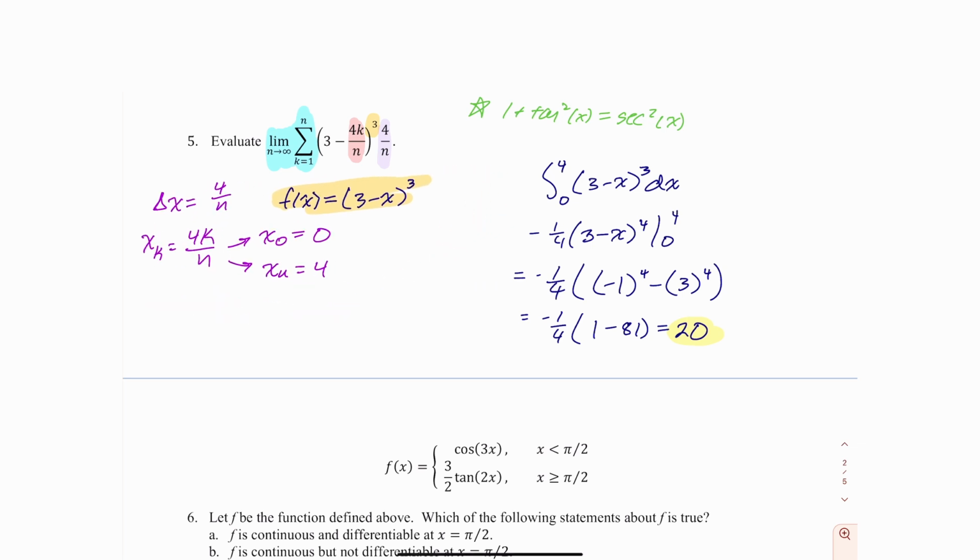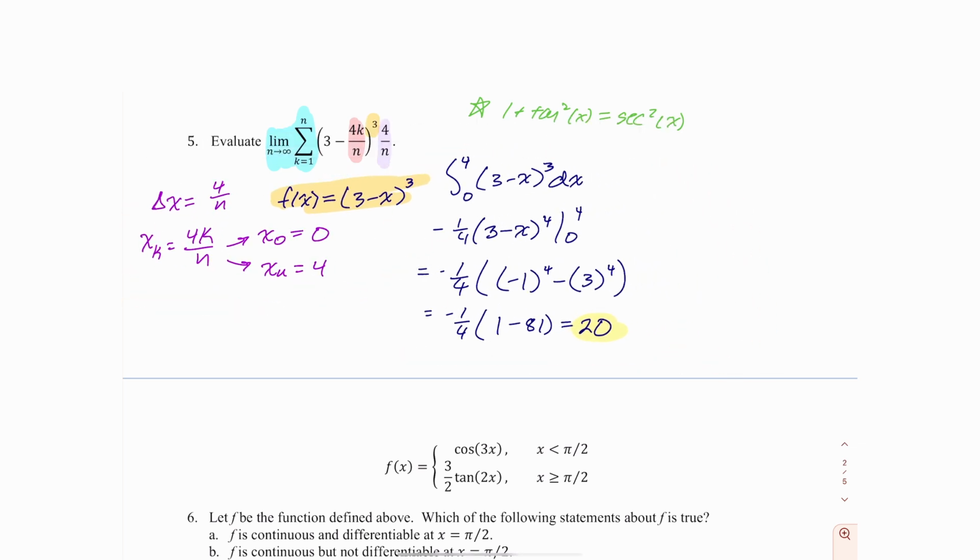Let's move u. What we could have done is said that u is 3 minus x, so negative du is dx. When x is 4, u is negative 1; when x is 0, u is 3. So we'll get negative integral from 3 to negative 1 of u cubed du.